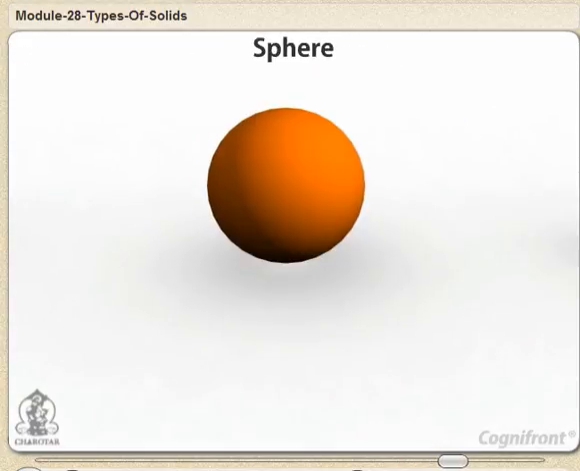Sphere. A sphere is a solid generated by the revolution of a semicircle about its diameter as the axis. The midpoint of the diameter is the center of the sphere. All points on the surface of the sphere are equidistant from its center. Oblique cylinders and cones have their axes inclined to their bases.